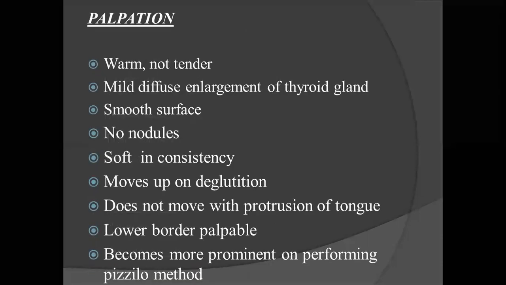Why does it move on deglutition? This is a question definitely asked in a thyroid case. The thyroid is covered by pretracheal fascia, which is attached to the cricoid cartilage. So the pretracheal fascia moves. What is that ligament which attaches to that? Berry's ligament, sir. The suspensory ligament. Actually, the pretracheal fascia arises from here.